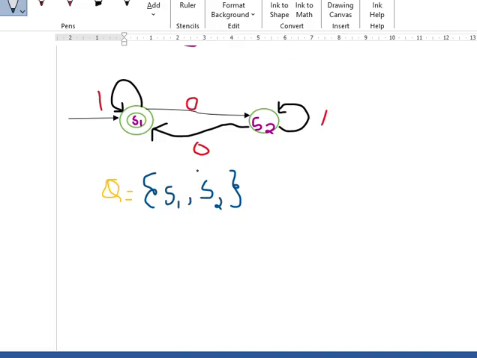Now look here. In this way, we'll be representing the Q. Q is nothing but the number of finite states. We have 2 states, and in this way we'll be representing them inside the flower brackets.